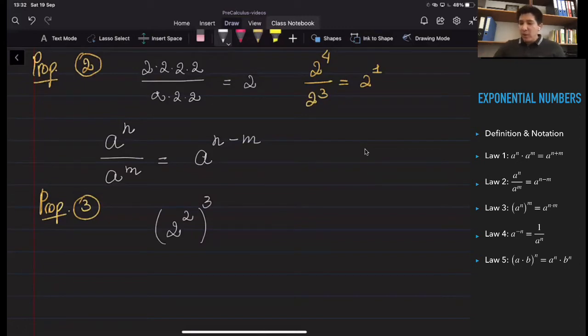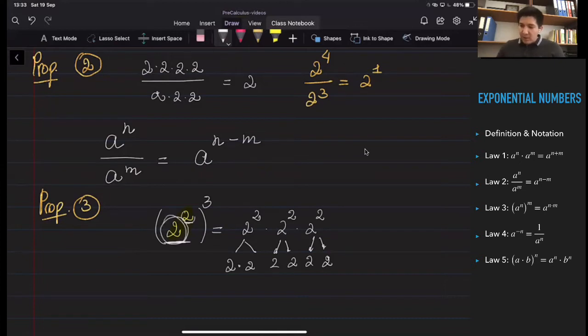Okay, so we know that any exponential number to the power of 3 can be written like this: 2 to the power of 2 times 2 to the power of 2 times 2 to the power of 2, right? At the same time, this 2 to the power of 2 is the multiplication of 2 by itself. So you need to multiply this 2 to the power of 2 by itself 3 times. Then again, every 2 here should be multiplied by itself 2 times. So I need to multiply 2 by itself 6 times. It's going to be 2 to the power of 6.